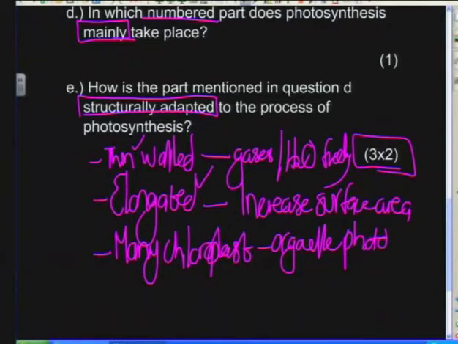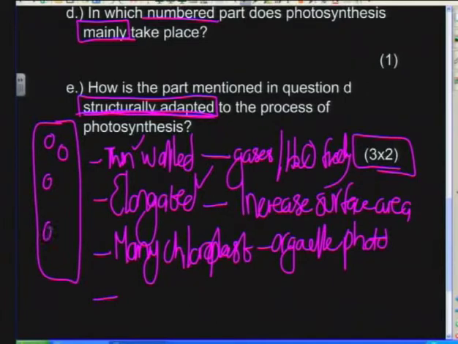All right, another way. Okay, so one thing you mustn't say is it is just beneath the epidermis. That is not a structural adaptation. All right, structural adaptation here. Here's the cell. What does it look like? It's elongated, it's thin. And there's lots and lots of chloroplasts.